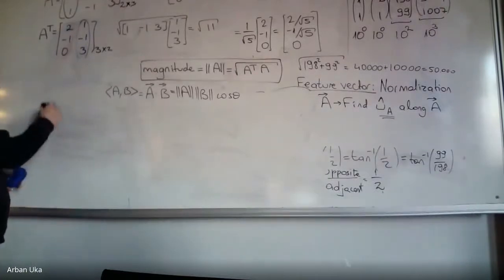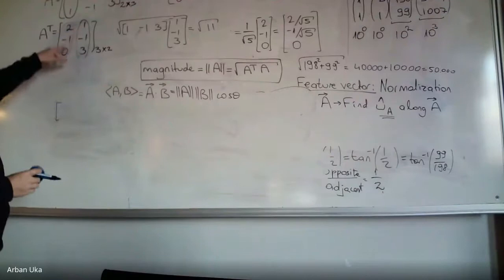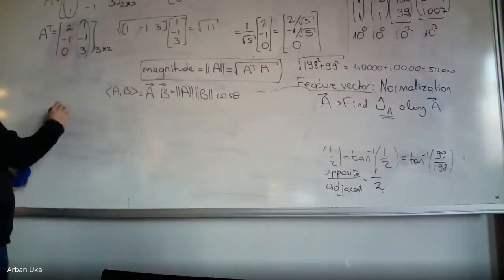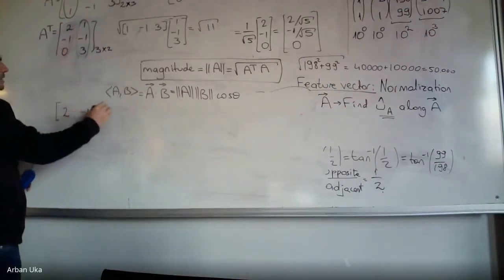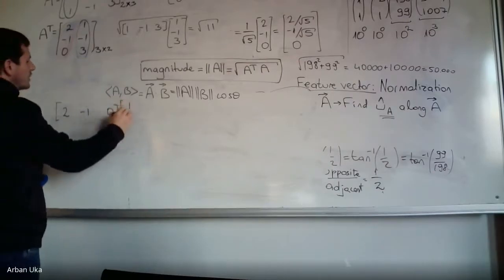The inner product of A with B: we get the transpose of A. A was the first column here, right? So we do here 2, minus 1, 0. We multiply this with B, which is 1, minus 1, 3.